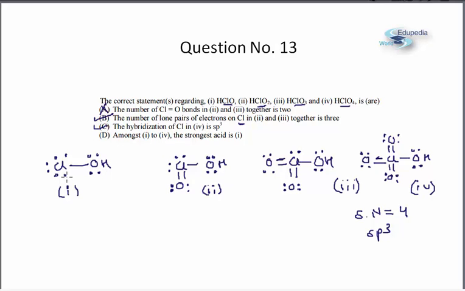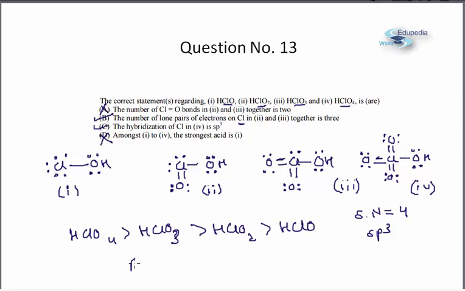Amongst 1 to 4, strongest acid is 1. Obviously not. As the oxidation state increases, the acidic strength increases. So the acidic strength order is HClO4 greater than HClO3 greater than HClO2 greater than HClO. So clearly D is wrong. So that means B and C are correct answers.